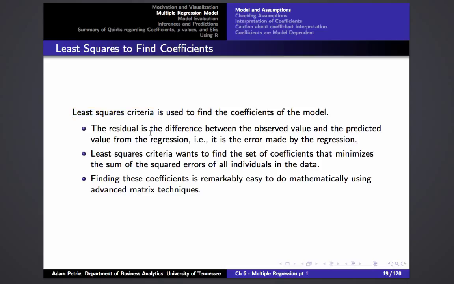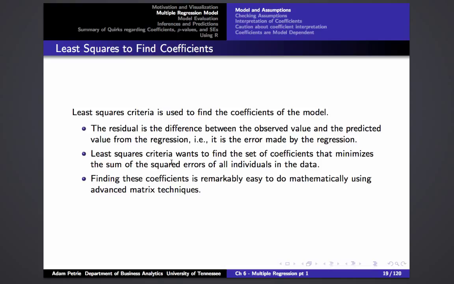So remember how the least squares criteria works? We're trying to minimize the sum of the squared errors, or the sum of the squared residuals. Remember, the residual is just the difference between the observed value of y and the value predicted from the regression. Or in other words, it's just the error made by the regression. And so the least squares criteria calculates the error that the regression makes for each individual in the data set based on the current set of coefficients, squares it, and then sums them up over all the individuals. And the least squares criteria says, I'm going to pick the set of coefficients that make the sum of squared errors the very smallest that it can possibly be.